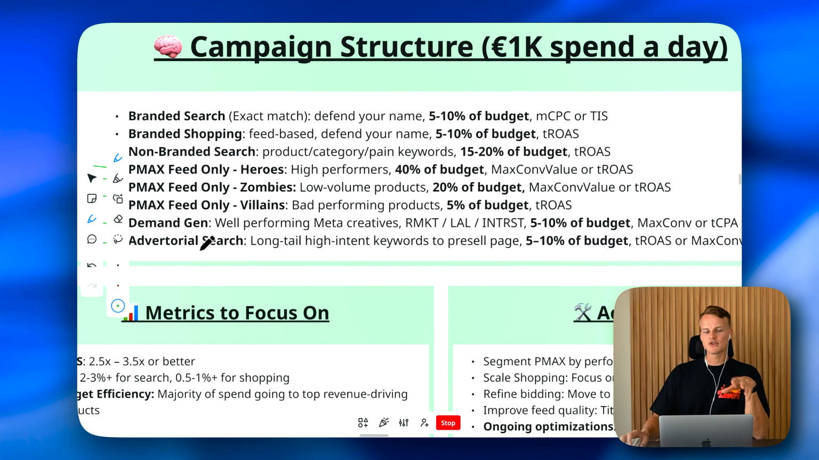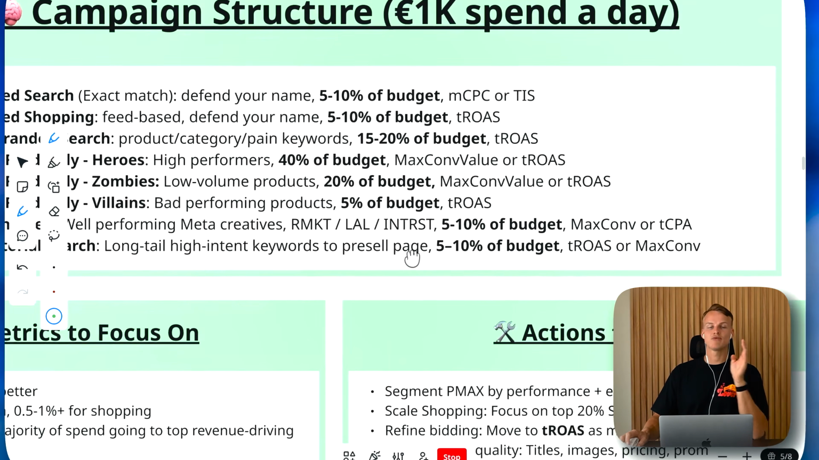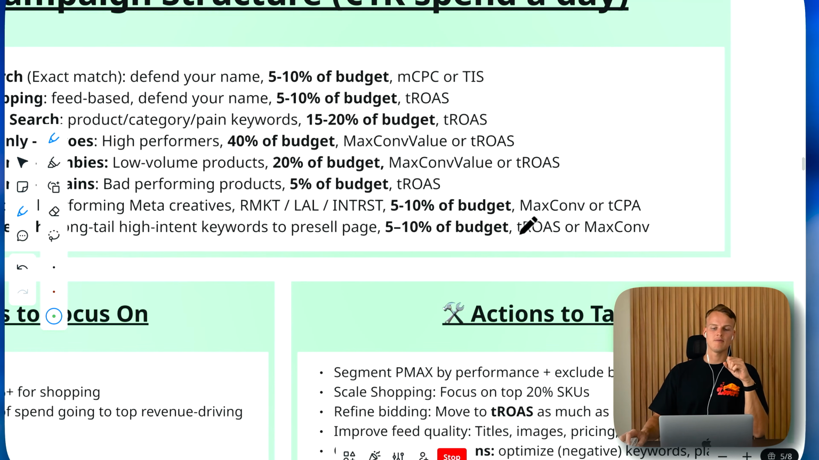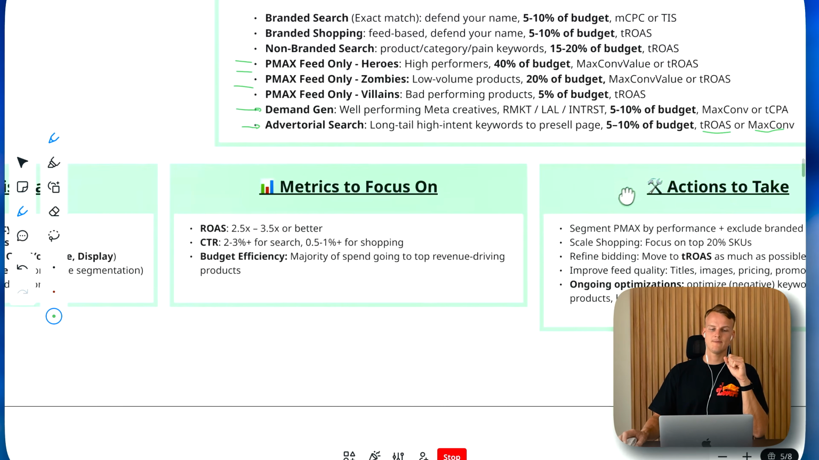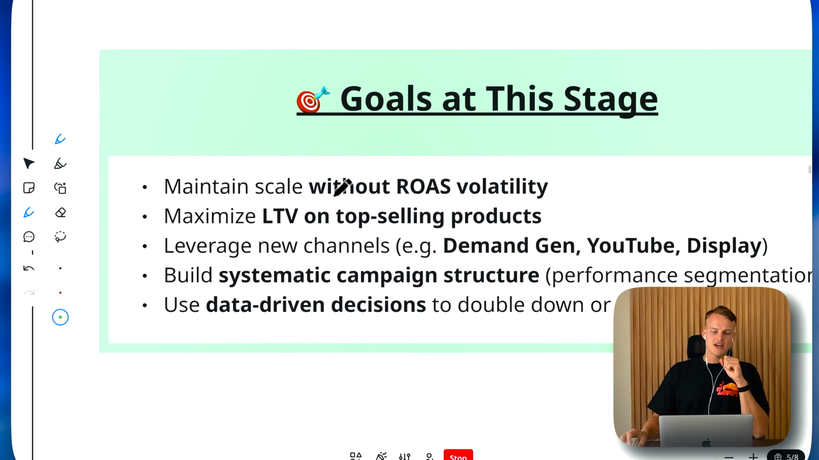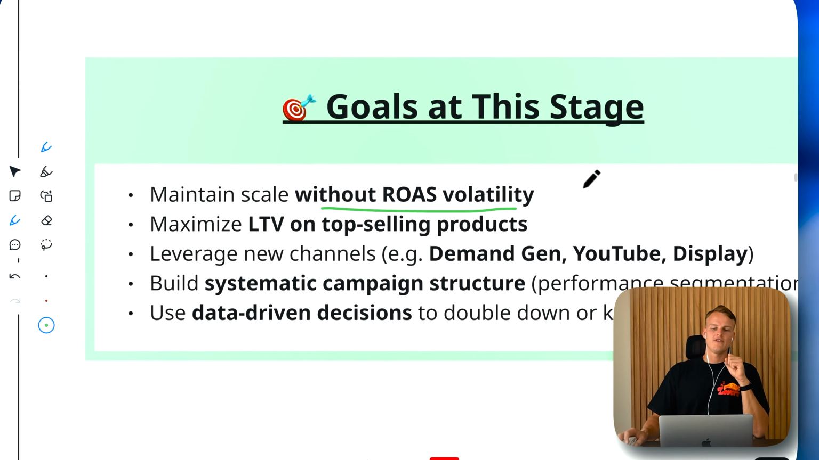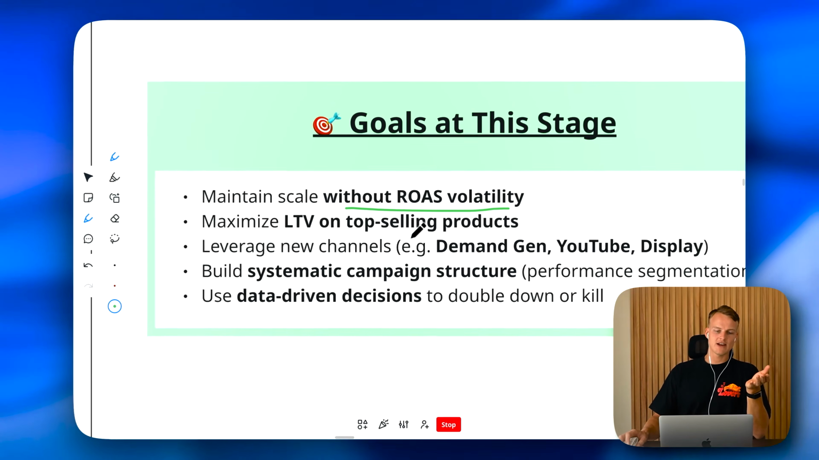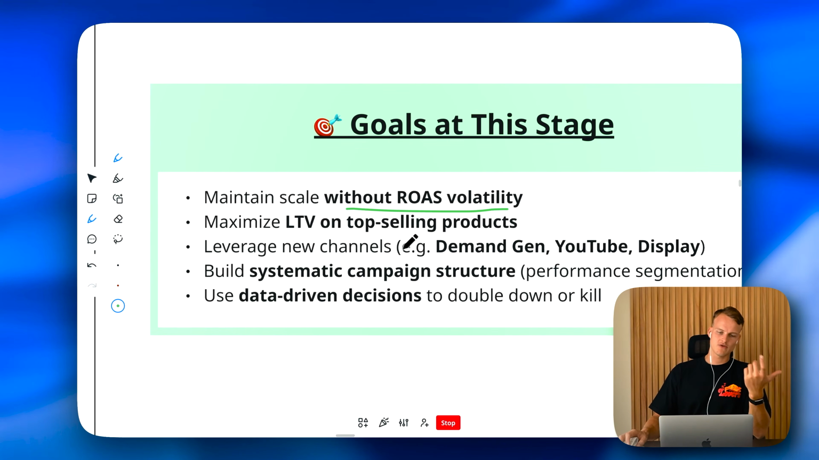And when it comes to the advertorial search campaign, we want to target high intent keywords to a pre-sale page where we basically explain the product. We use 5 to 10% of our budget, and we set the bidding strategy to target ROAS or maximize conversions, right? The goals at this stage are to maintain scale without ROAS volatility. We want to maximize the lifetime value on top selling products, so upsell, cross-sell, whatever. We want to leverage new channels like demand gen, YouTube Shorts, display remarketing.